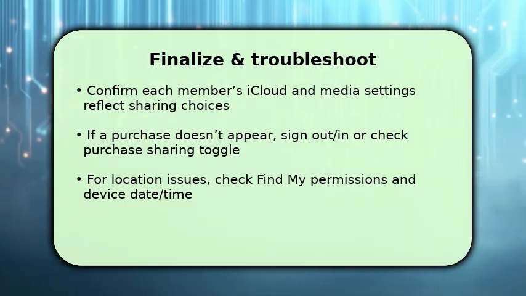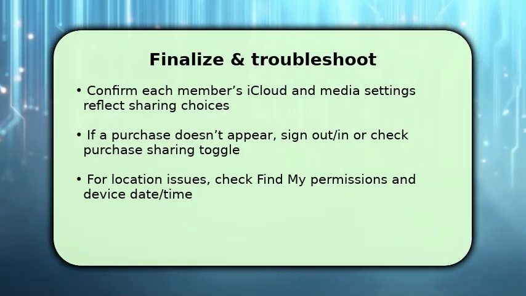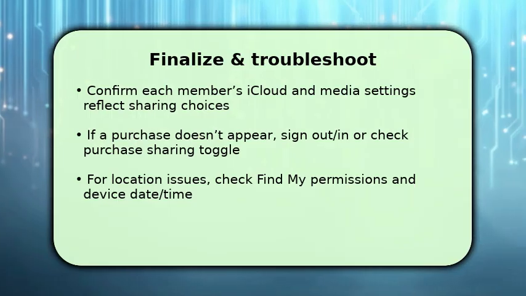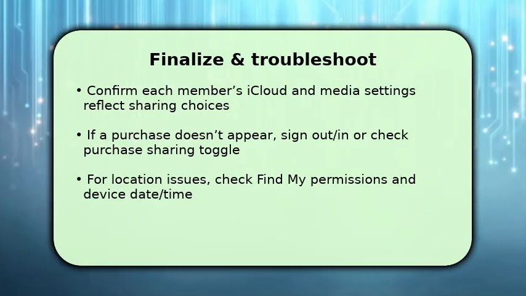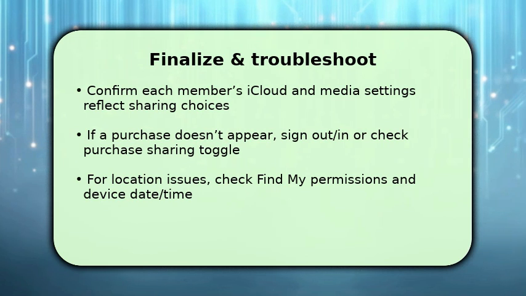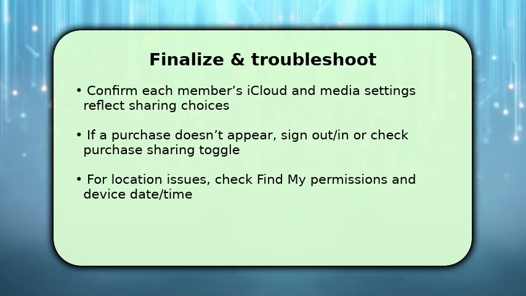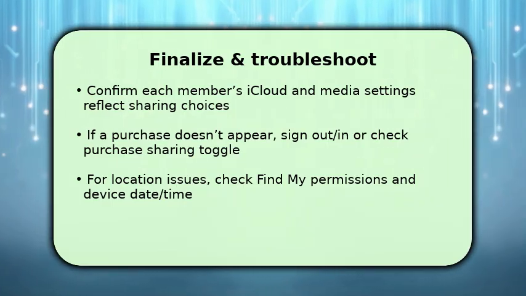If something fails, sign the person out of Apple ID then back in. This often refreshes entitlements. For location or Find My problems, confirm permissions and correct date and time on devices. If a child's Ask to Buy isn't working, recheck family role and parental controls to restore proper approvals.